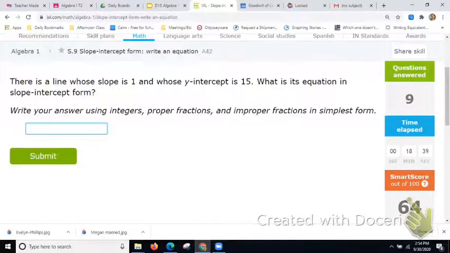So it looks like another one. Slope is 1, y-intercept is 15. So if they tell me b and they tell me m, I don't have a point, and I don't need one, and I could put 1x plus 15. It's not going to mark it wrong, even though it's not the most efficient way. So if I saw just x plus 15, I also know that means the slope is 1.